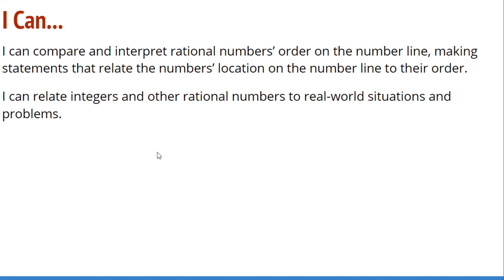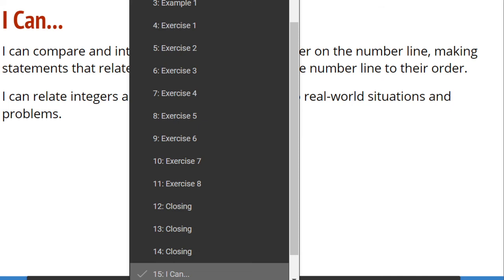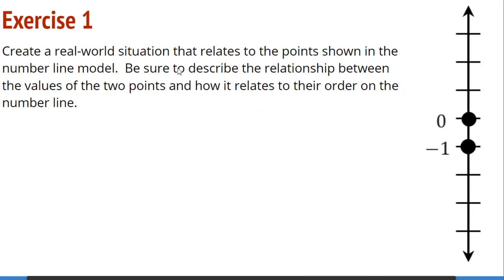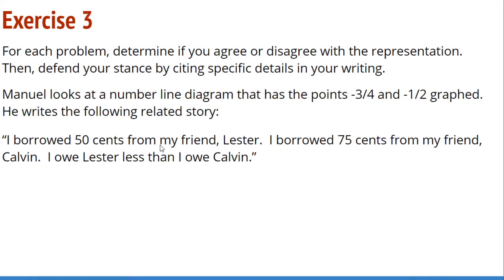All right, so here we are, end of the lesson. I can compare and interpret rational numbers' order on the number line, making statements that relate the number's location on the number line to their order. I can relate integers and other rational numbers to real-world situations and problems. And I hope you remember that some of this has to do with the situation that you create. I keep going back in my head and thinking about that problem clear up here. Let's see, not that one. This one with the money.